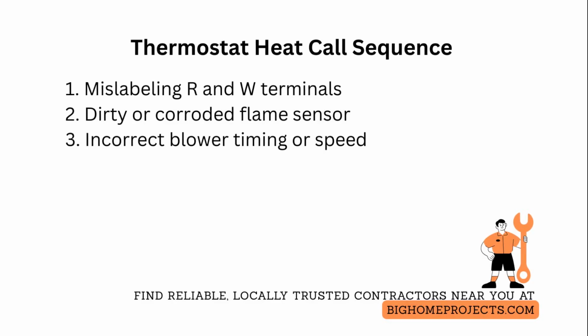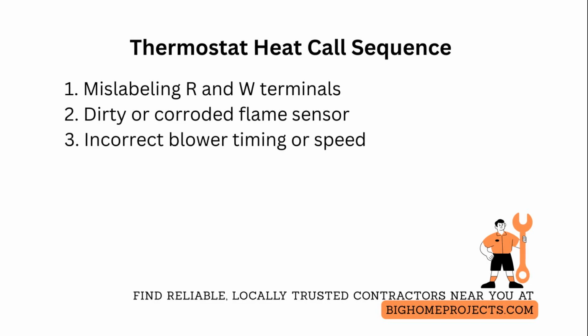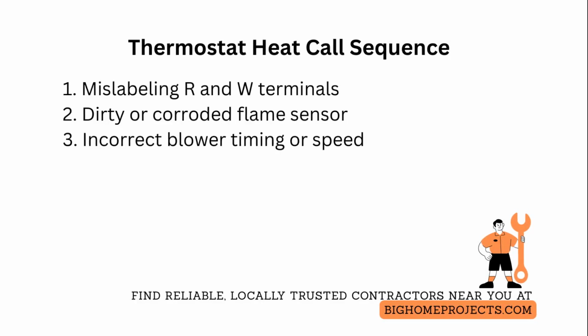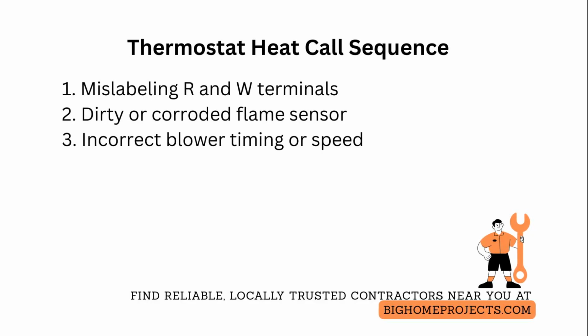The third is incorrect fan blower timing or speed settings that produce short cycling or overheated ducts. Correct this by adjusting the fan on delay and fan off delay in the furnace settings, or swapping the fan speed jumper to the recommended tap for your blower and rebalancing supply and return registers.